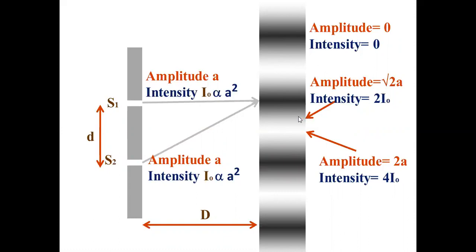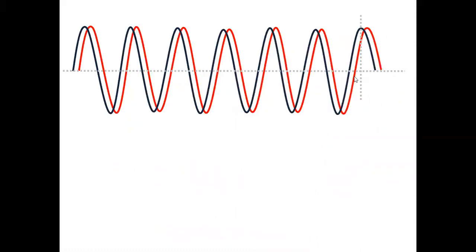But here is a place where intensity is neither maximum nor minimum. It is not the brightest spot nor the darkest spot, because intensity gradually changes into darkness. So this is not perfectly dark or perfectly bright. What is the phase difference? It may be 90 degrees, because you see the amplitude is root 2a. It is neither 0 nor 2a. What is the intensity? 2I0. It is neither 0 nor 4I0. It is somewhere at 2I0. Similarly, you can assume one more angle, 60 degree phase difference.